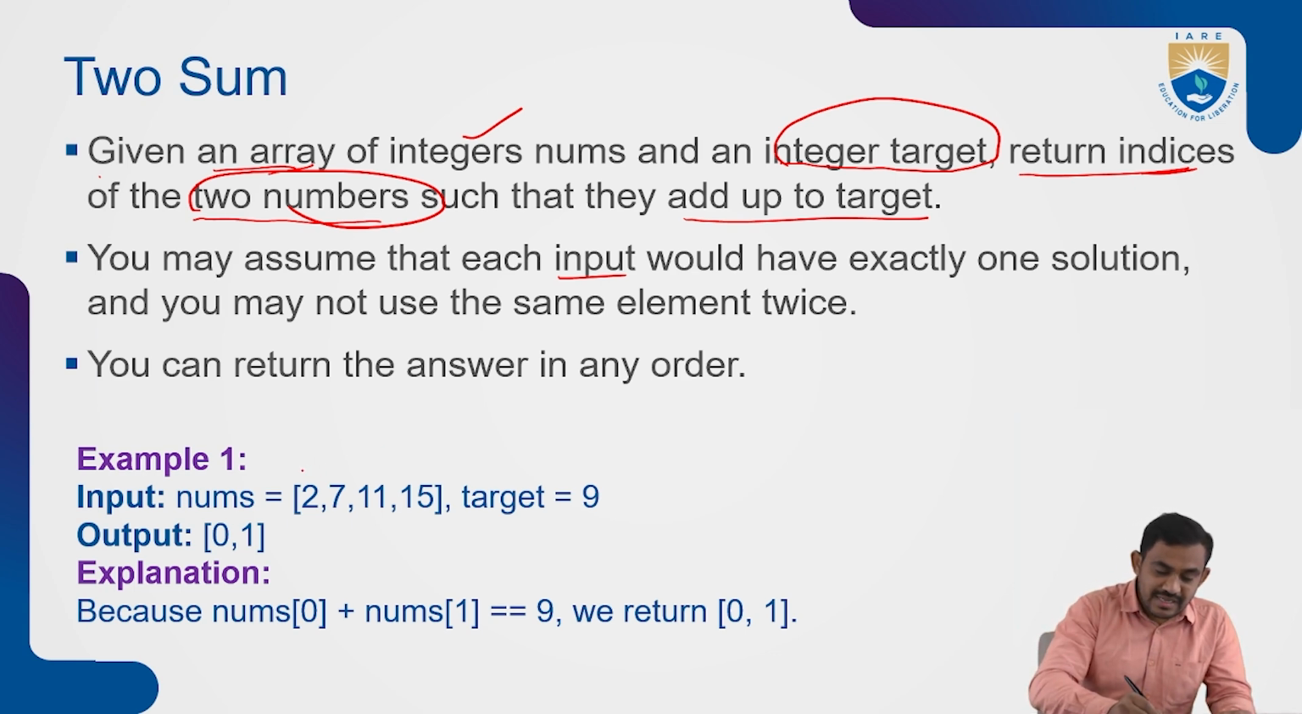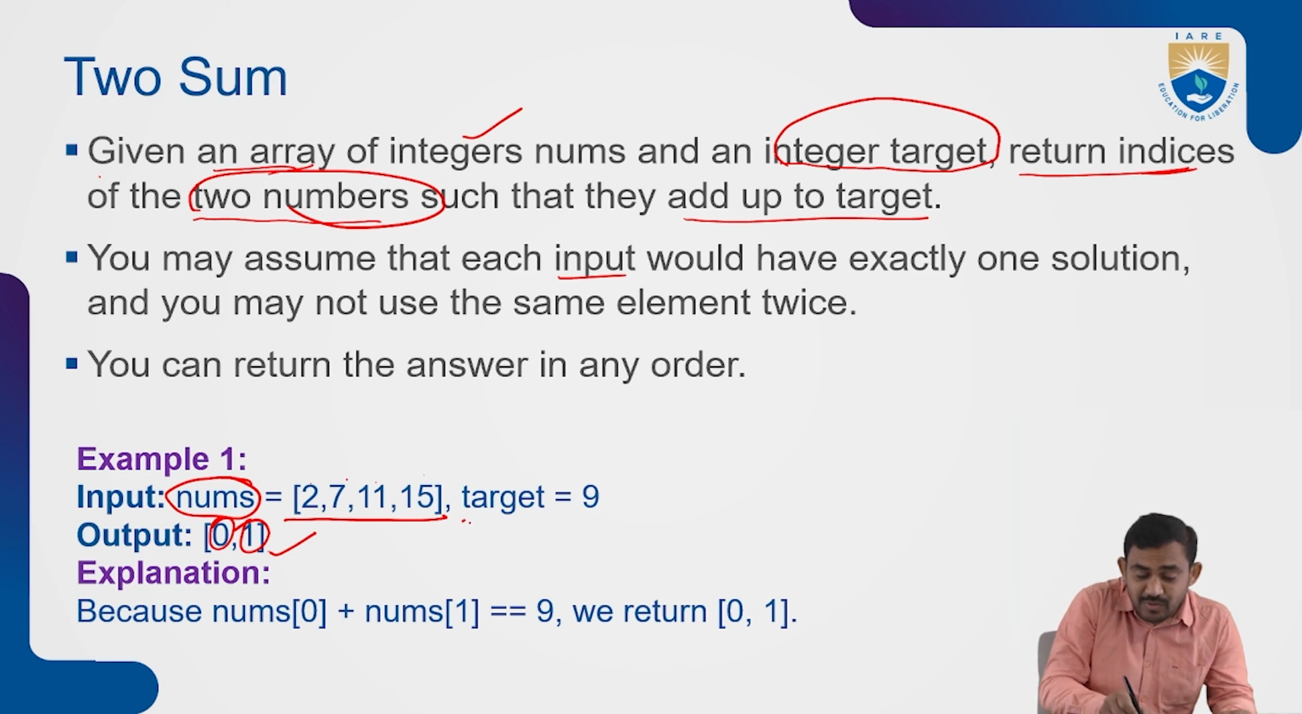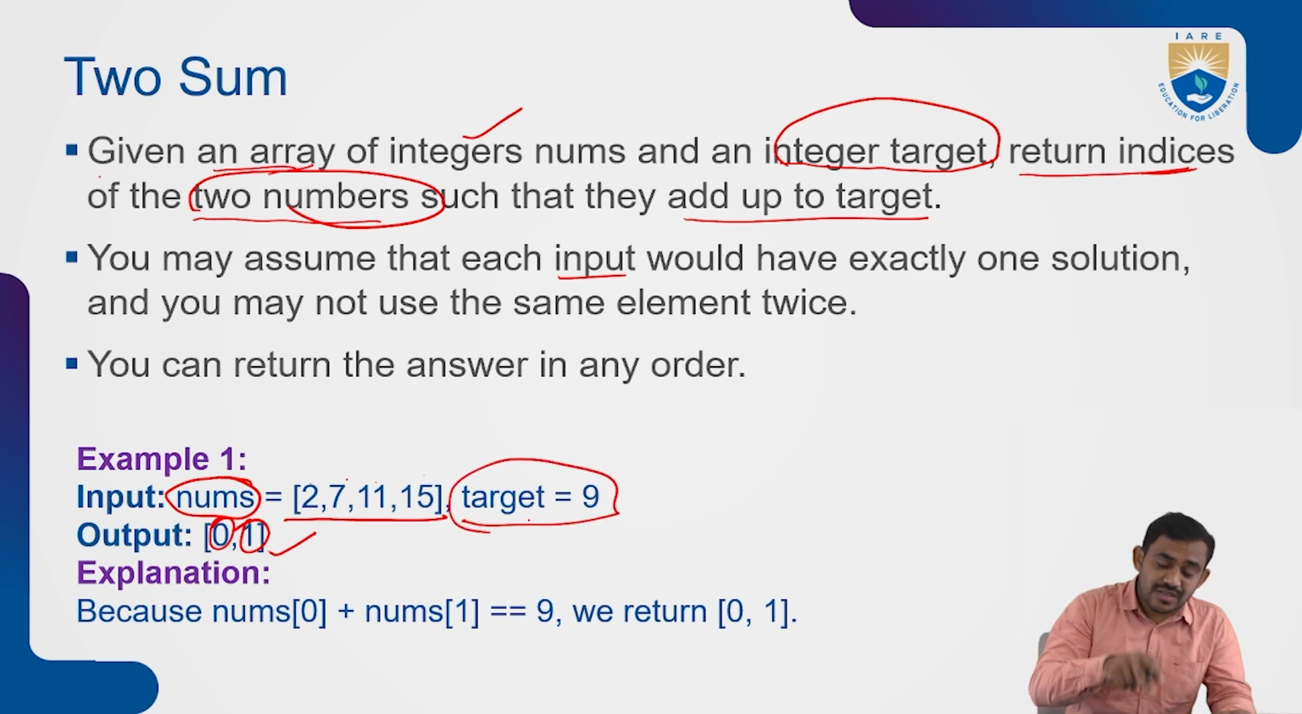So he wants the output to be two numbers, this one number and this second number. He gave the array, named nums, and in that we have 2, 7, 11, 15, and he gave one more integer, that is the target. So he gave the target and he gave the nums also. Now your output is two numbers, that is 0 and 1. What are the 0 and 1?